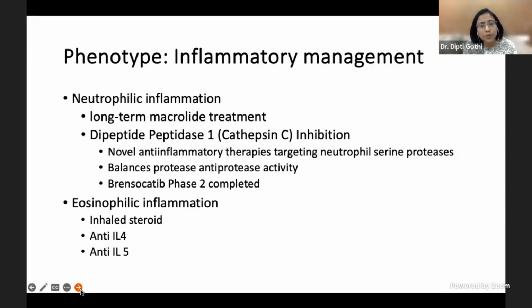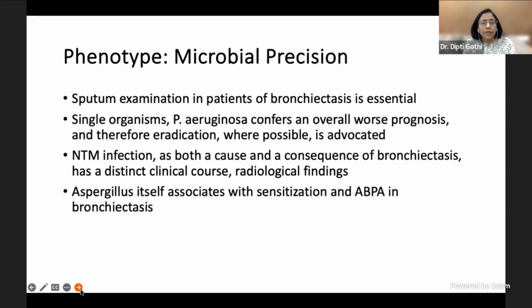Now, if the person has eosinophilic inflammation, one can of course use inhaled steroid, but not only inhaled steroid; anti-IL-4 and anti-IL-5 are drugs which can be used and which have been tried in cases of bronchiectasis to prevent recurrent exacerbation. If the patient has a phenotype in terms of bacterial colonization, it is very essential to look for it, especially in a patient who has recurrent exacerbation. Even if they don't, one sputum examination is hardly anything; a good sputum examination is needed. Single organism isolation of Pseudomonas also confers a bad prognosis, and therefore eradication is important whenever possible.